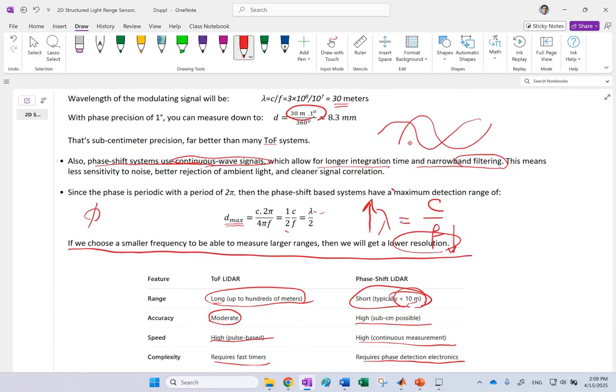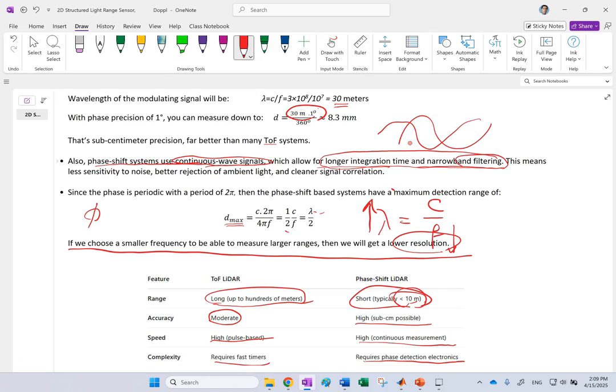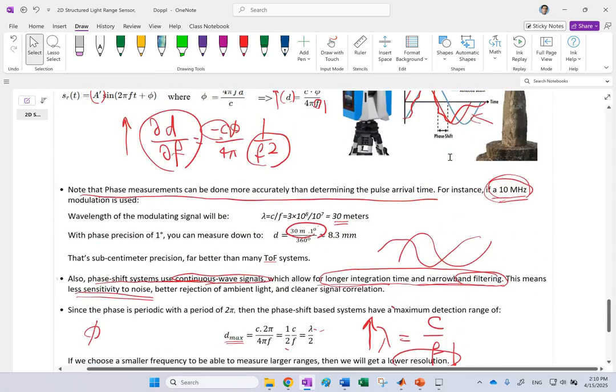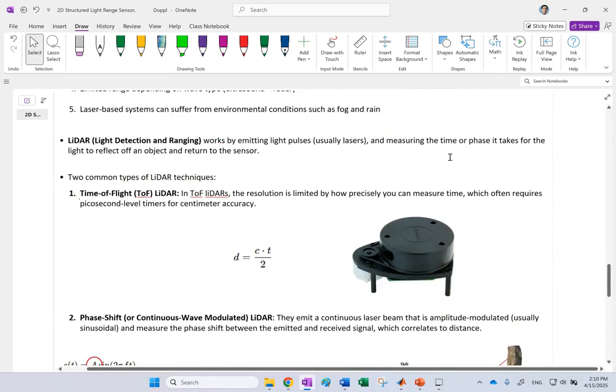And because this system is, as I said, working with continuous wave signals, you have a better chance of doing filtering, because you are not measuring time and you don't need to be fast in terms of picoseconds. So you can do better filtering, and that means your system is less sensitive to noise. And that is another reason that your accuracy is higher in phase shift systems than TOF. Okay? So hopefully you see why these systems are more accurate, but at a lower range or a smaller range.